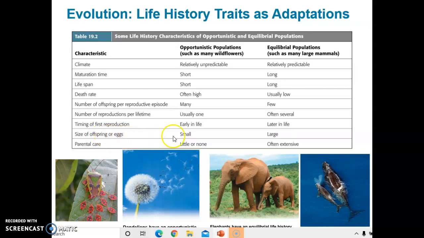Size of offspring or eggs, small, so that allows for good distribution. And if you're going to produce hundreds to thousands of offspring, they're going to be small. Think of eggs or seeds. Or relatively large, with the longer-lived organisms and the larger organisms. And then parental care, little to none or often extensive. Okay, so these are basic generalizations of the opportunistic and equilibrial organisms, species, and populations.